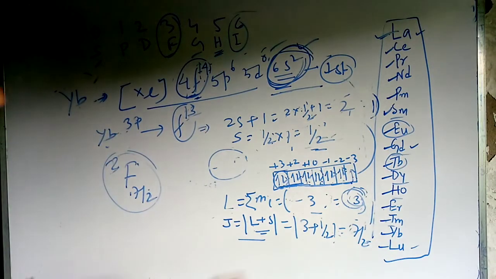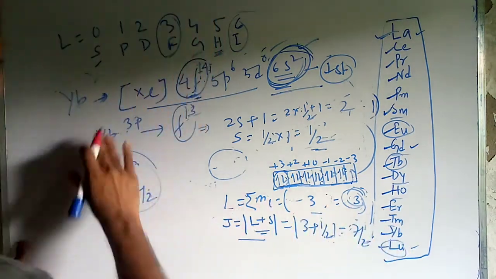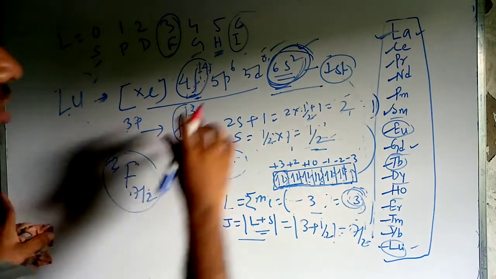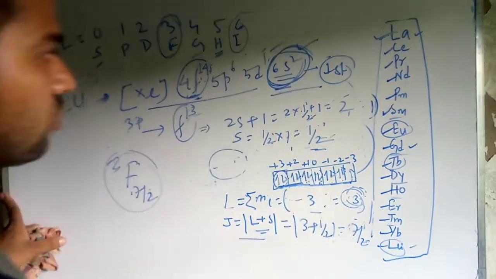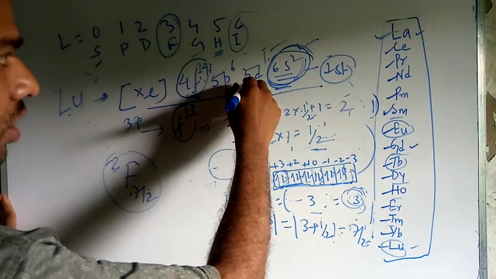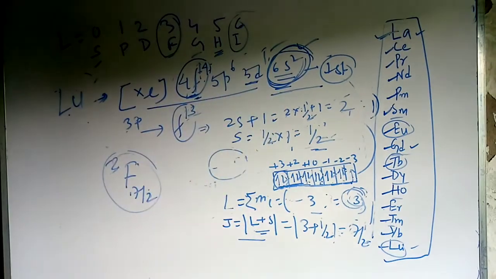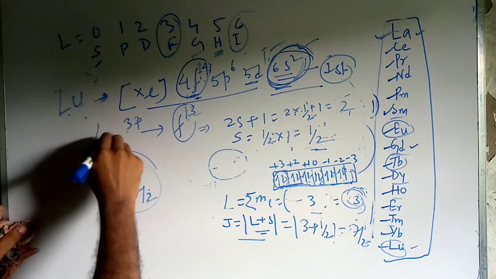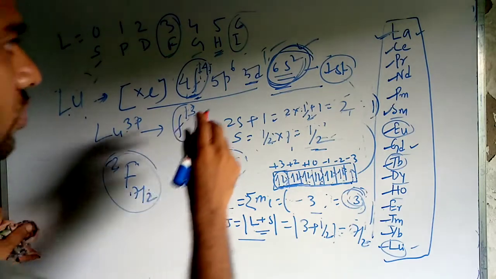If we consider the last lanthanide, lutetium, you know the electronic configuration: 4f14, and the next electron is present in 5d1. This is the lutetium electronic configuration. If we consider lutetium 3 plus, then we remove the electrons from 5d1 and the others.